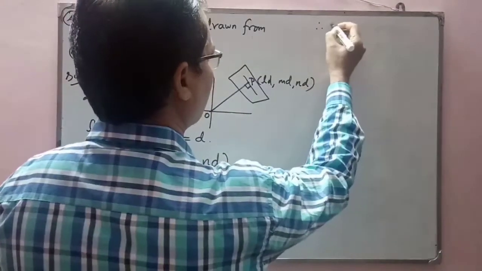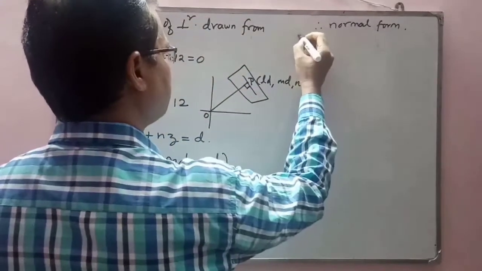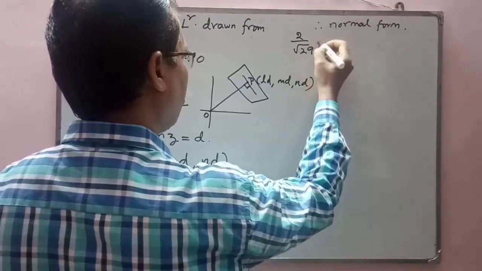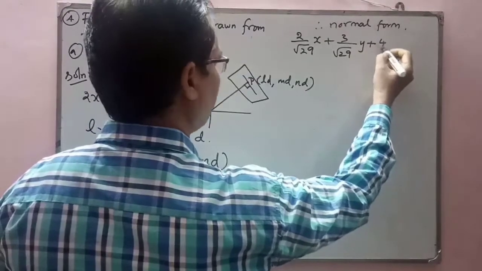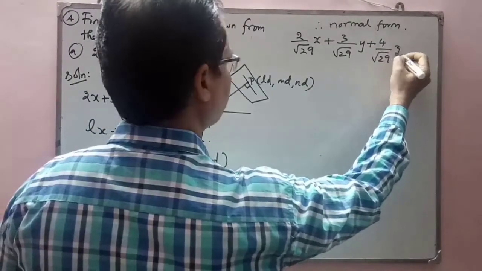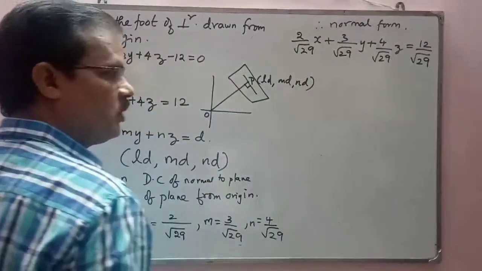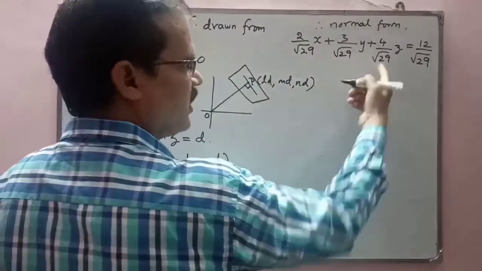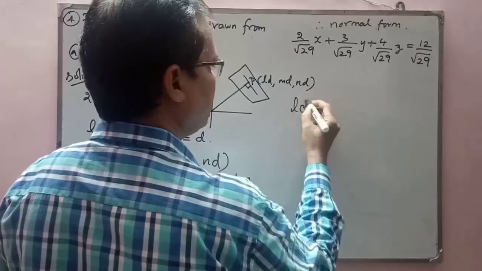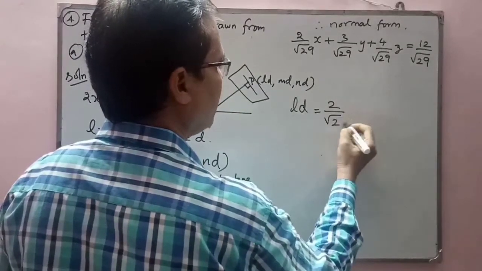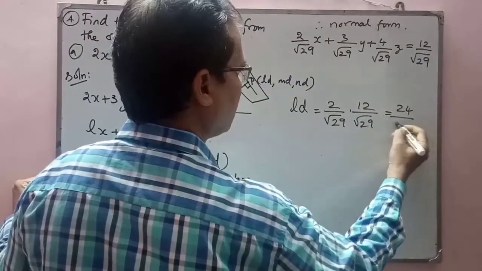Therefore, the normal form of the given equation of the plane is 2 by root 29 x plus 3 by root 29 y plus 4 by root 29 z equals 12 by root 29. Now it has changed into a normal form. Okay, these are the direction cosines. Now, this is the distance. So l into d, ld: 2 by root 29 times d, which is 12 by root 29, is 24 by 29.